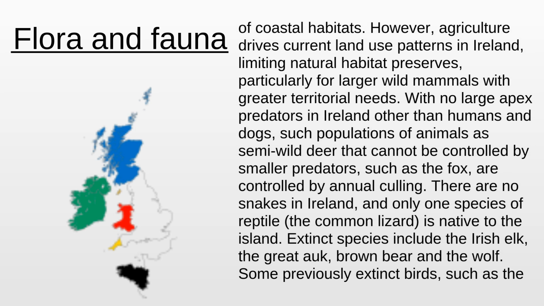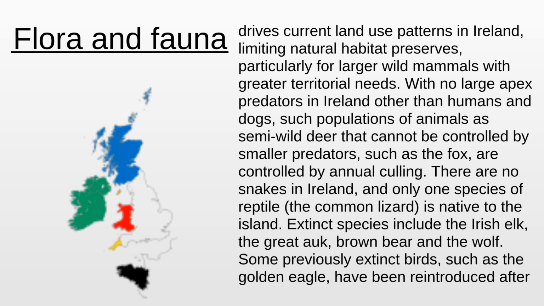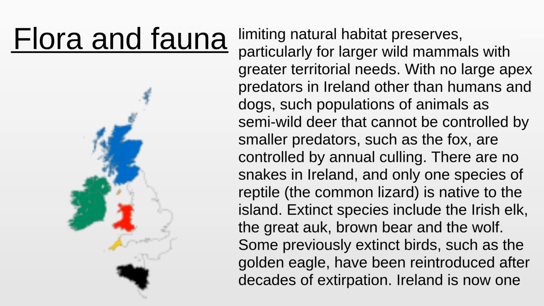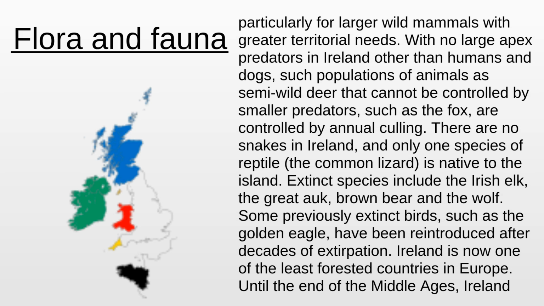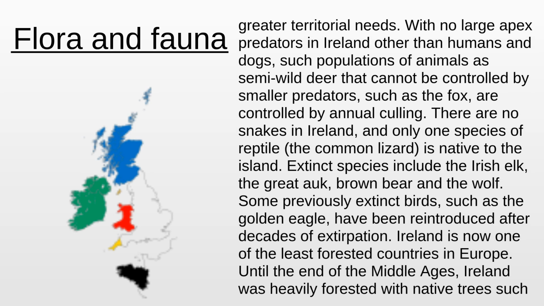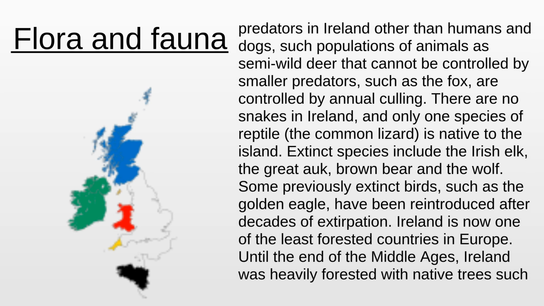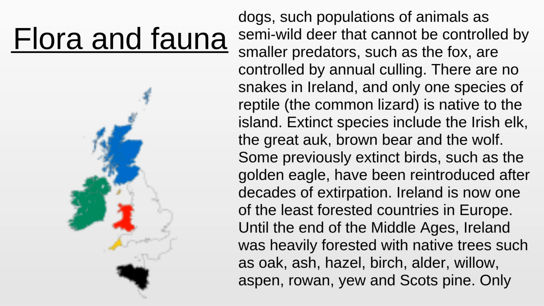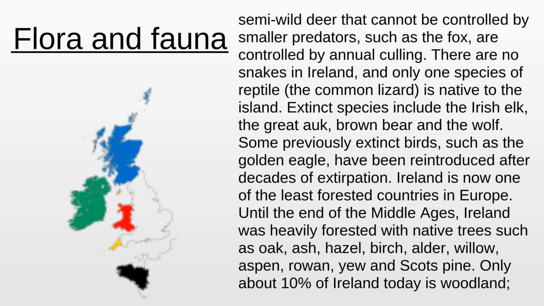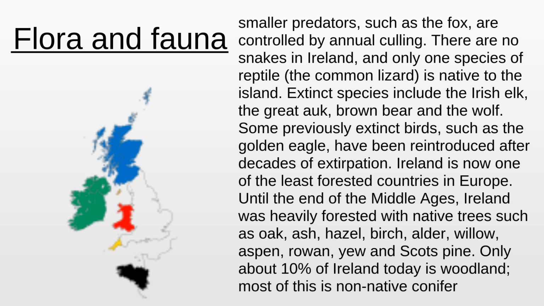However, agriculture drives current land use patterns in Ireland, limiting natural habitat preserves, particularly for larger wild mammals with greater territorial needs. With no large apex predators in Ireland other than humans and dogs, such populations of animals as semi-wild deer that cannot be controlled by smaller predators, such as the fox, are controlled by annual culling.